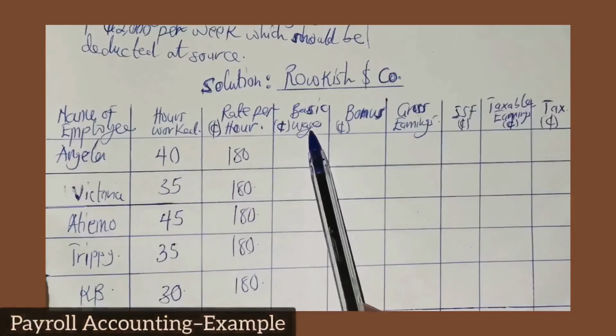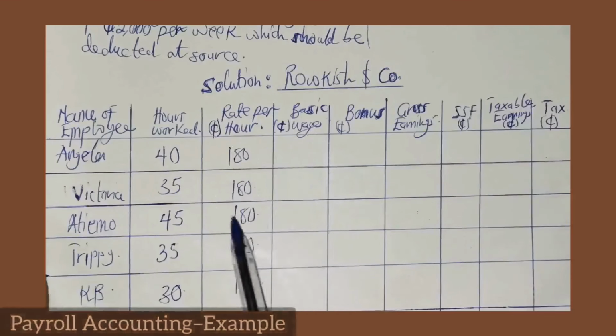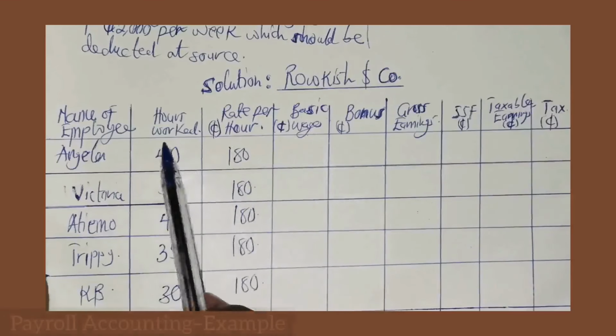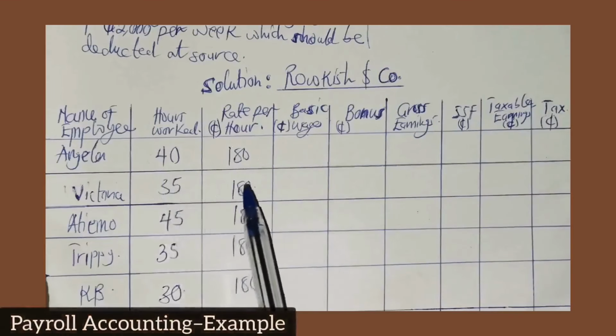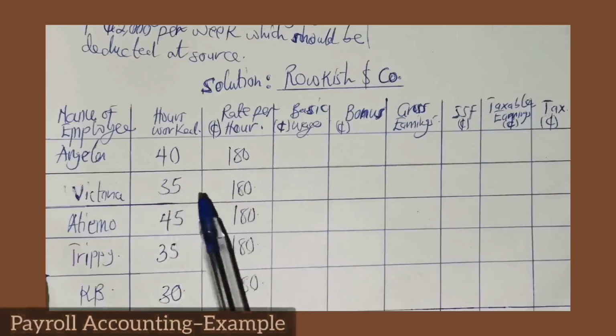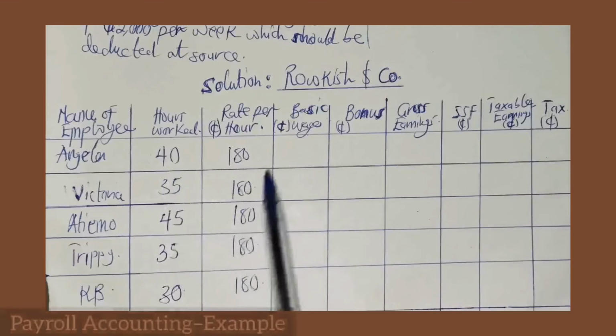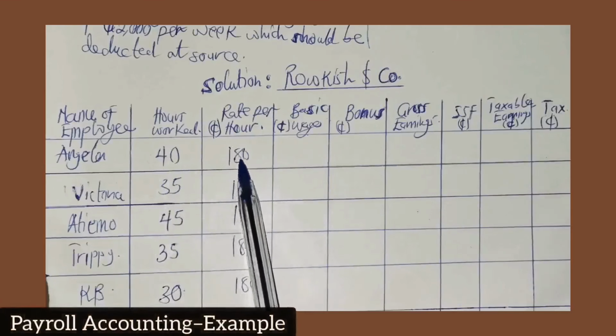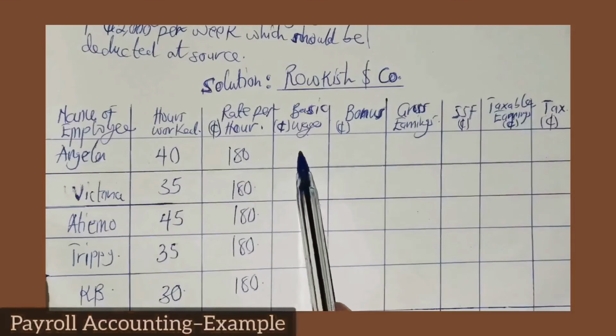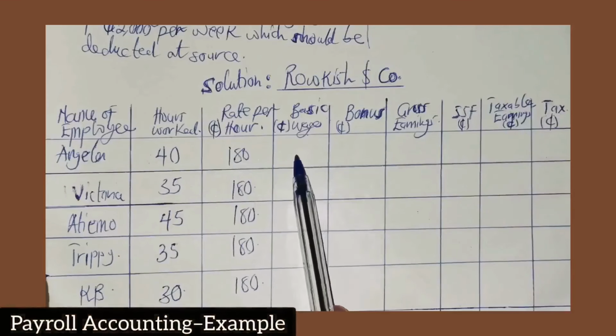Their basic wage is calculated as the number of hours that they were able to work multiplied by the hourly rate. The number of hours they work, these are the numbers, multiplied by their rate per hour. That will give us their basic wages. So let's take note of that.